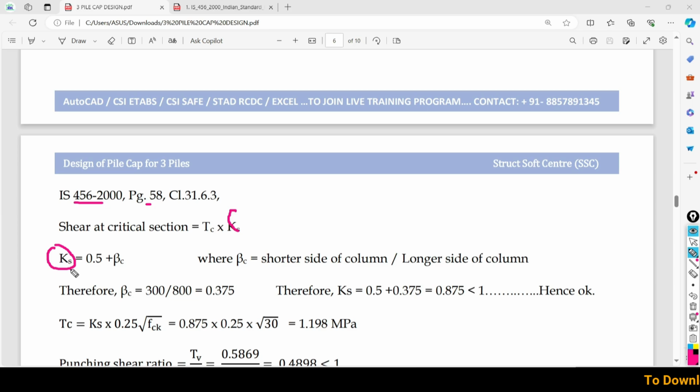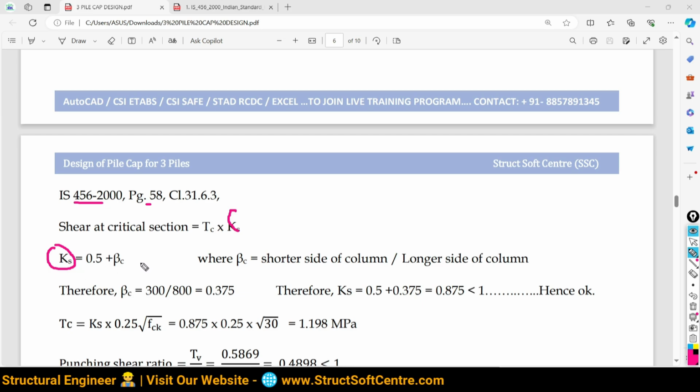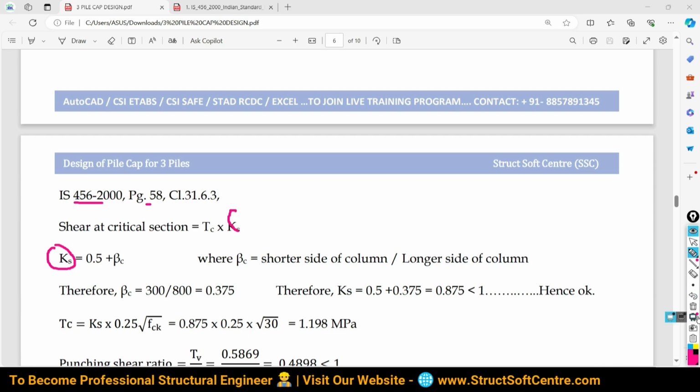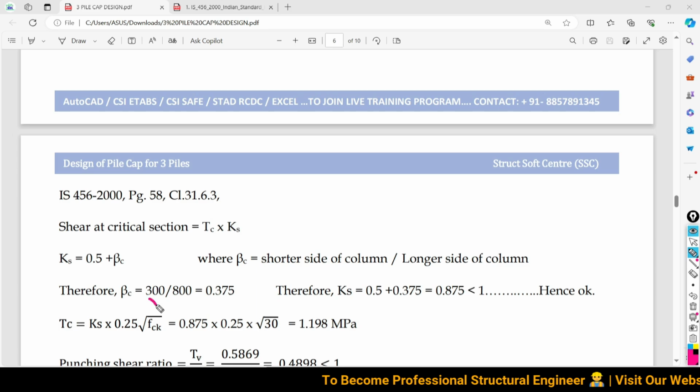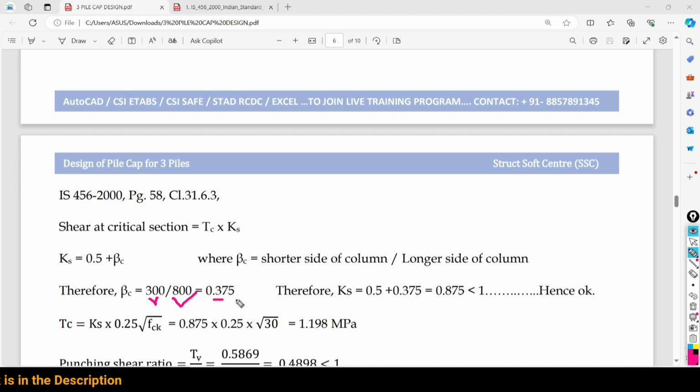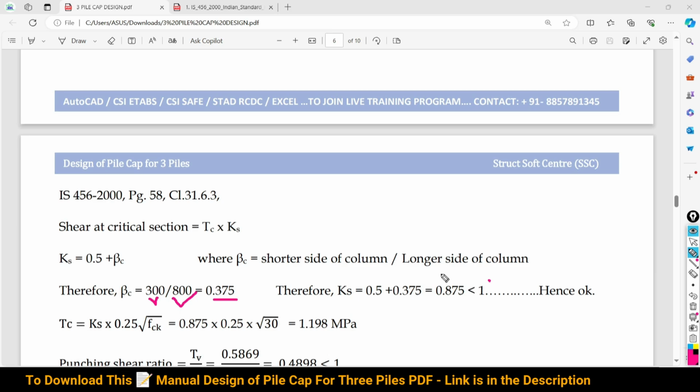You cannot consider the value of ks more than 1, even though by the calculation the value of ks is coming out to be more than 1. If it is coming out to be more than 1, then you have to consider the maximum value as only 1, right? So here, beta_c, as our width of the column is 300 and depth of the column is 800, by the ratio we are getting the value of 0.375. Therefore, ks will equal 0.5 + 0.375. So we are getting the value of 0.875, which is actually less than 1. That's why we are going to follow this value.